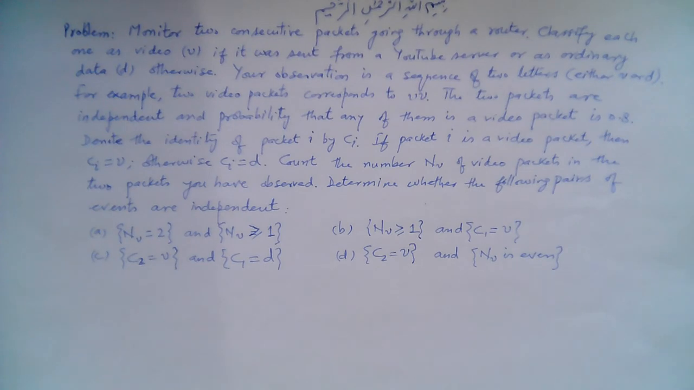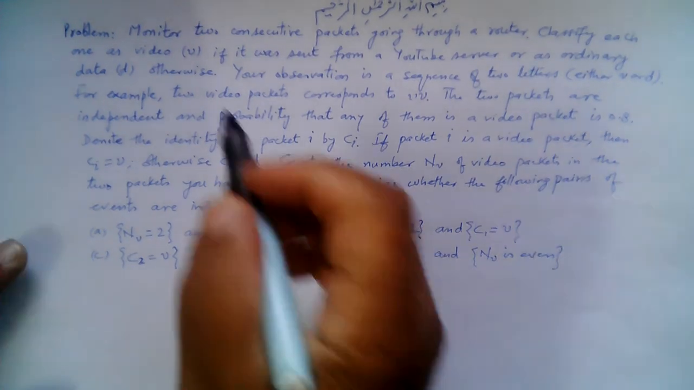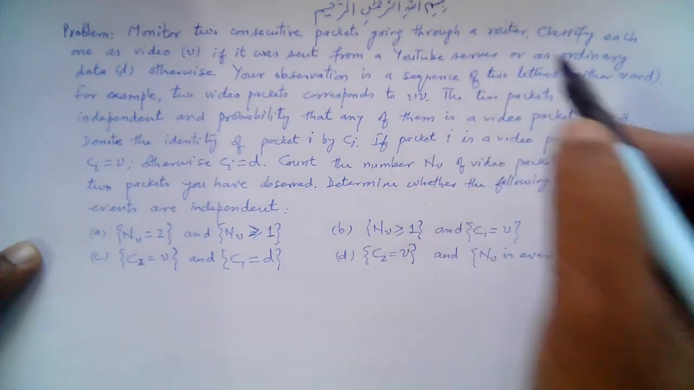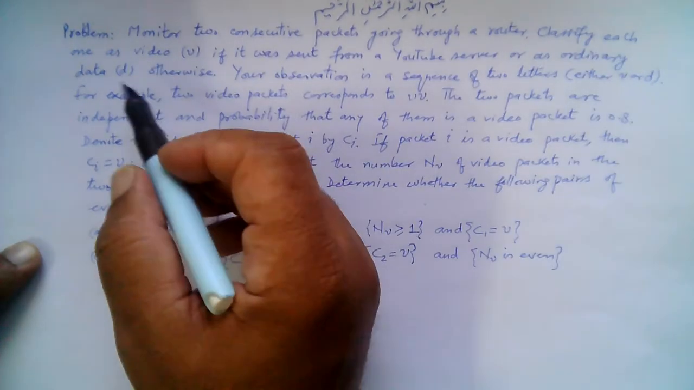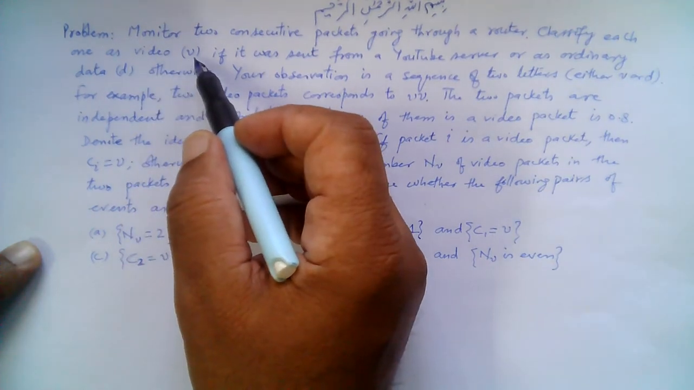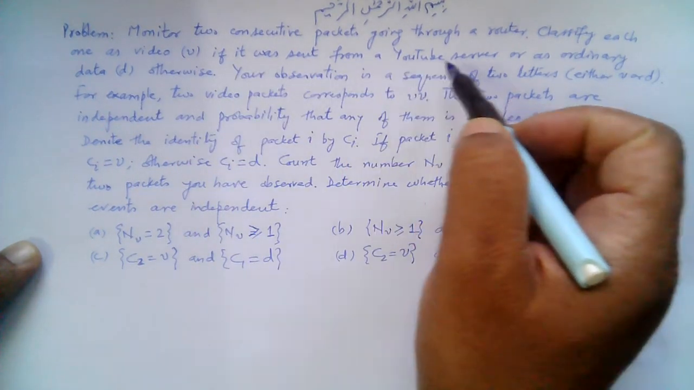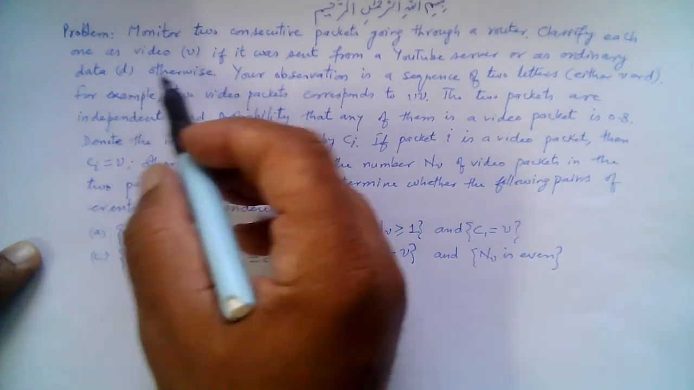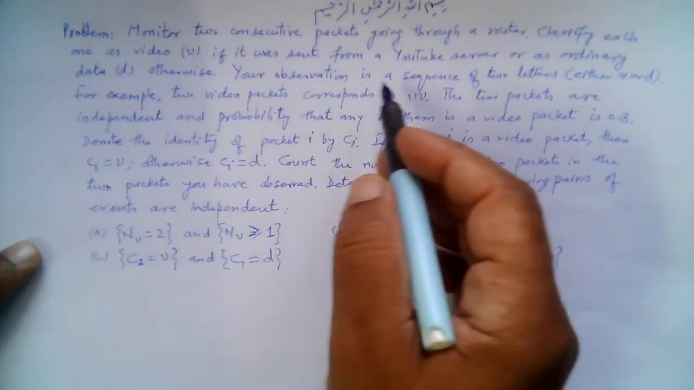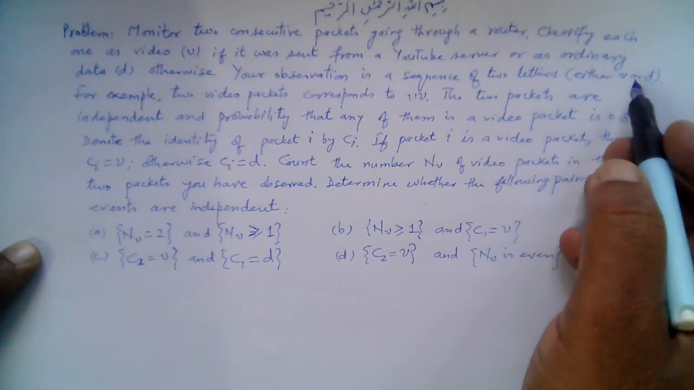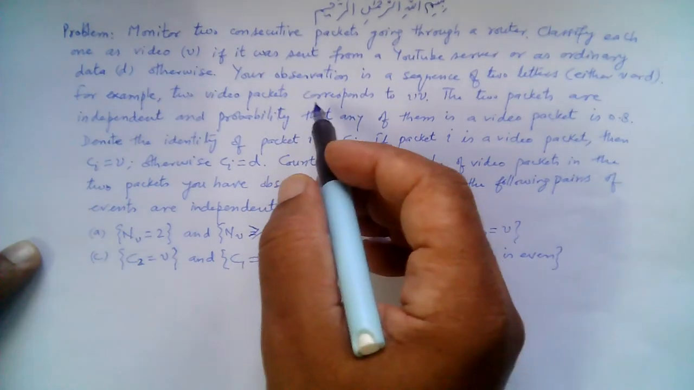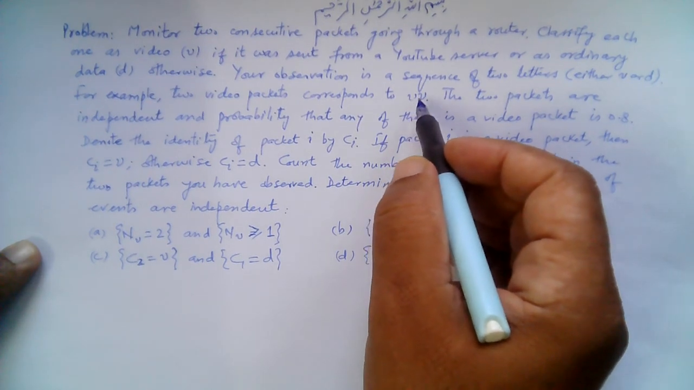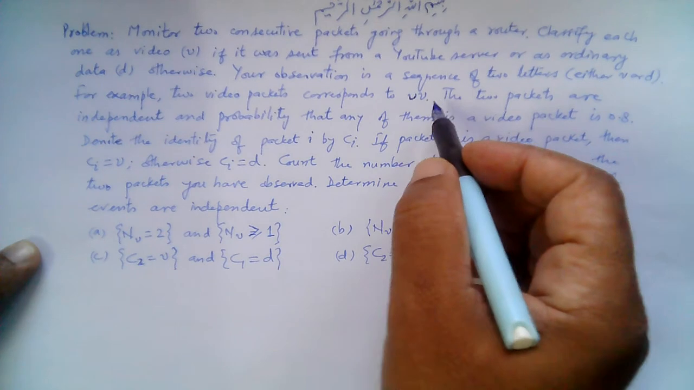So we have this problem here. Monitor two consecutive packets going through a router. Classify each one as video V if it was sent from a YouTube server, or as ordinary data D otherwise. So your observation is a sequence of two letters, either V or D. For example, two video packets corresponds to VV. If the first packet is a video, second is a video, then we denote it as VV.